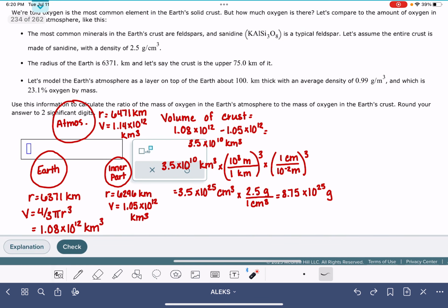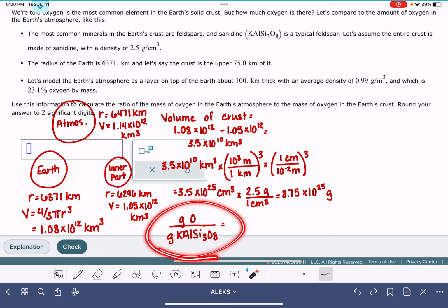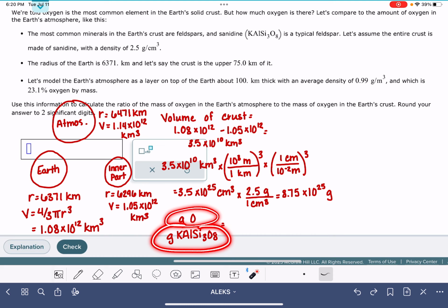KAlSi3O8. So this is where the problem is going to start to look a little bit more familiar. That is the total whole entire mass. What we are trying to do, remember in this problem, is figure this ratio of oxygen out. So what we want to do here, just like we've done for previous problems, is to figure out the mass of oxygen relative to the mass of the crust.